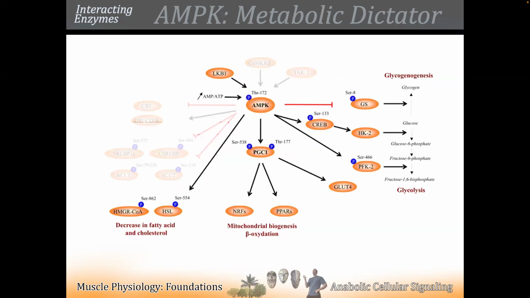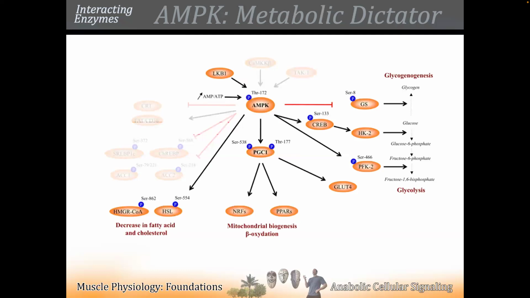That's how you're doing it in skeletal muscle. And then on the left, you see activation of fat catabolism. And on the right, you see the carbohydrate catabolism through activation of hexokinase and phosphofructokinase. And you see the anti-anabolism effect of blocking glycogen synthase. And then at the bottom, you see mitochondrial biogenesis.